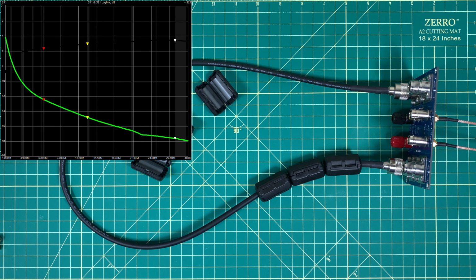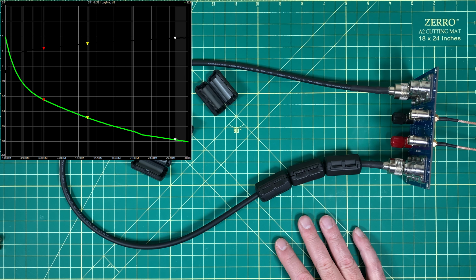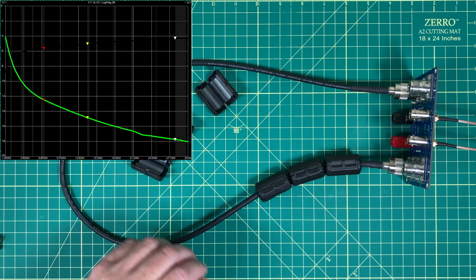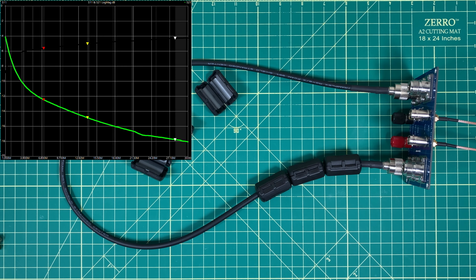All right, so readjusting here. We've got 3 ferrite beads on here now. Looking at the chart, we are at about negative 12.5 dB of attenuation at the 40 meter band, about negative 15 dB at the 20 meter band, and negative 18-ish dB of attenuation at the 10 meter band.